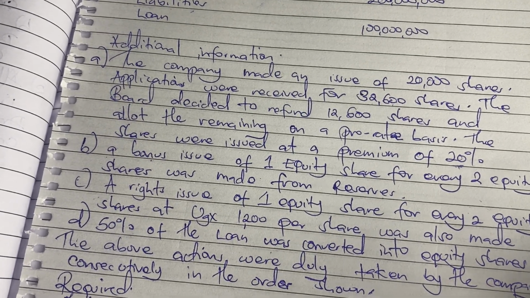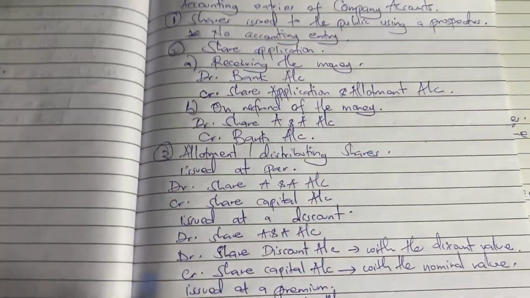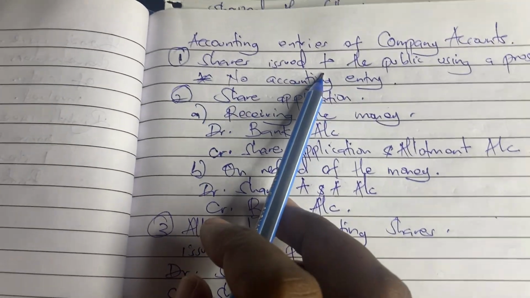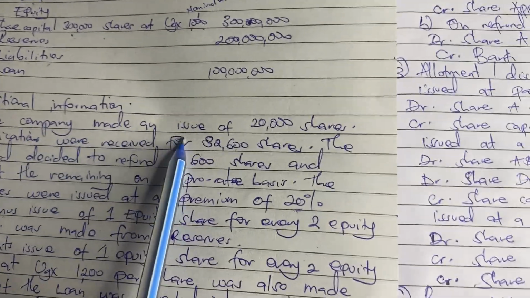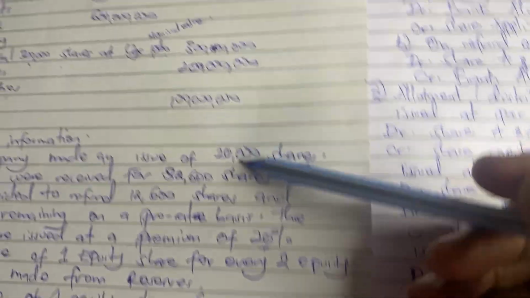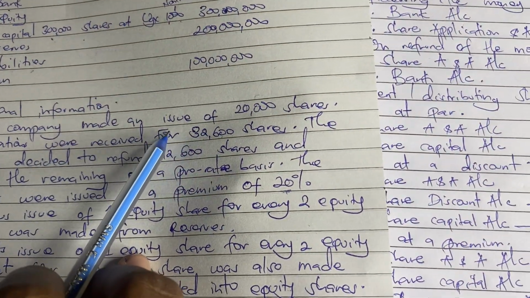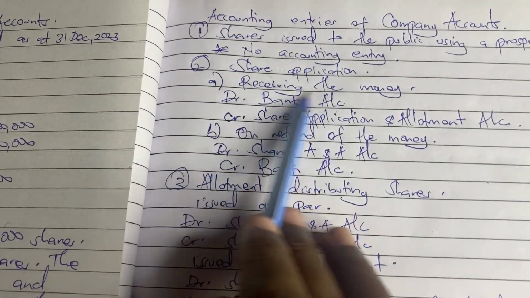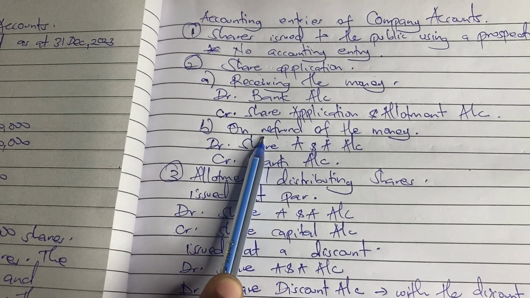We can follow the steps of issuing shares. We said when shares are issued to the public using the prospectus, which was done here, the company made an issue of shares. There is no accounting entry. So they made an issue of 20,000 shares. Then they said applications were received. So we start from here on share application. These are the accounting entries. So these are the ones that we are going to deal with.